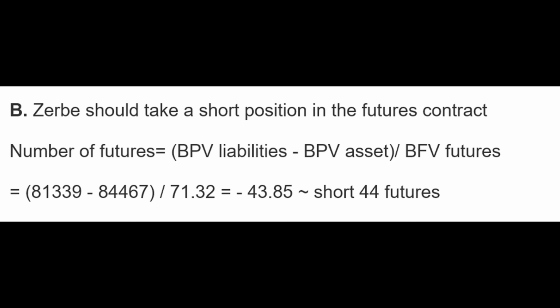Okay. The answer over here for the student, Zerbe should take a short position, number of futures equal to this, is super perfect. There is no problem at all. Just that the student could have shaved his or her time by not writing that statement, Zerbe should take a short position. Instead, the word short is enough.